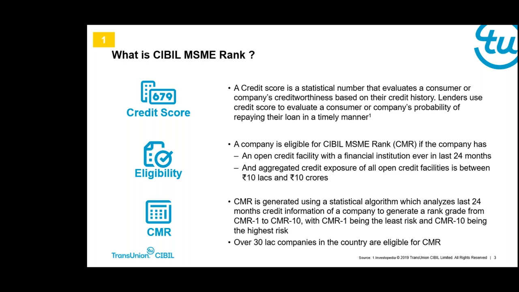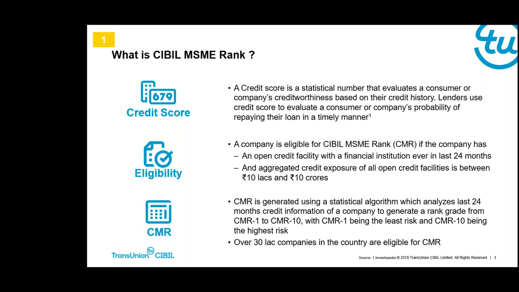The second eligibility criteria, this is also mandatory to get a CIBIL MSME rank, is that the aggregate credit exposure among all these types of credit facilities is between 10 lakhs and 10 crores. So if the credit exposure is above 10 crores or below 10 lakhs, CIBIL MSME rank is not generated for these borrowers. You only get a credit information report from TransUnion CIBIL.